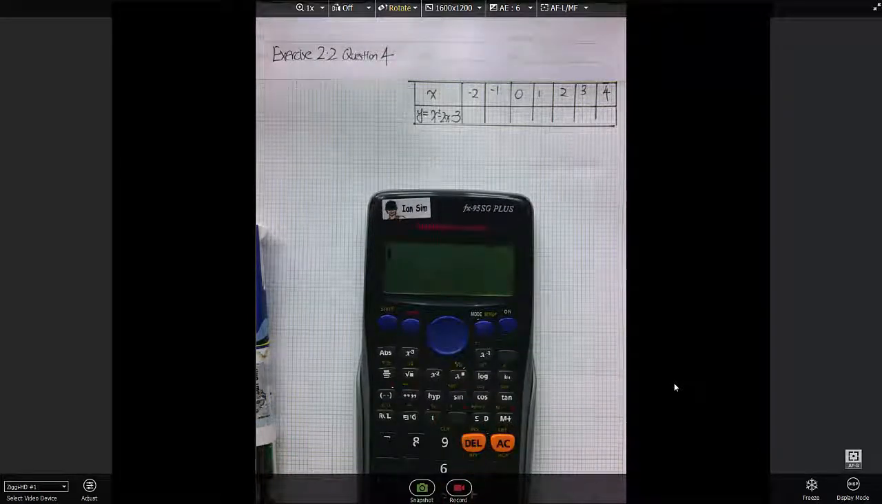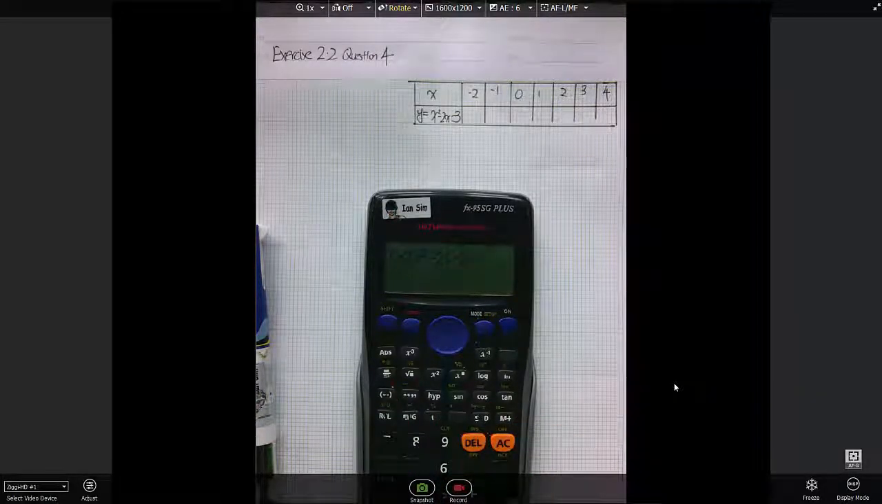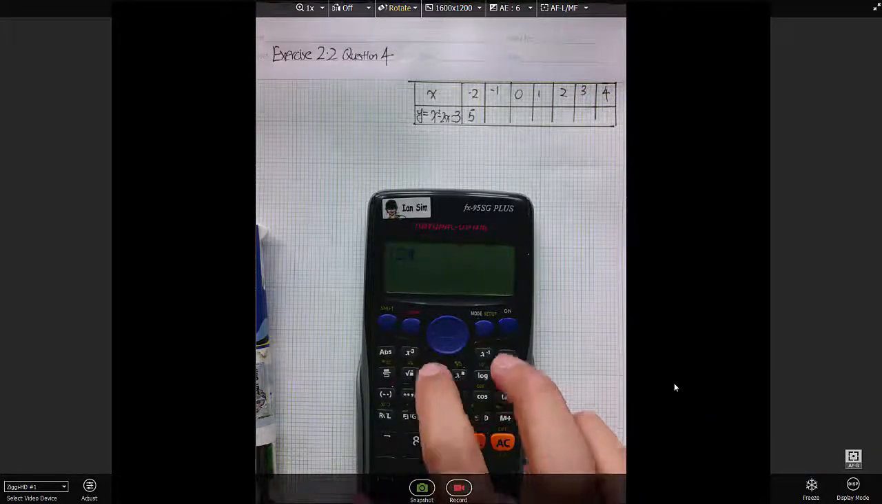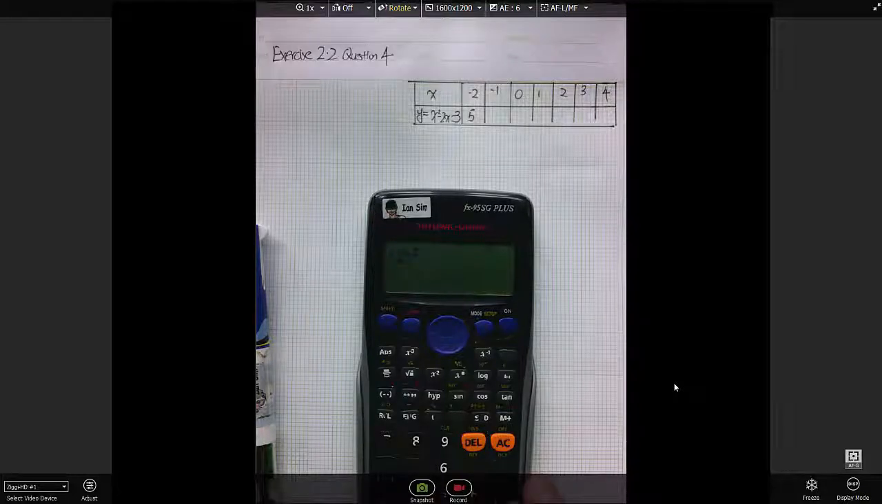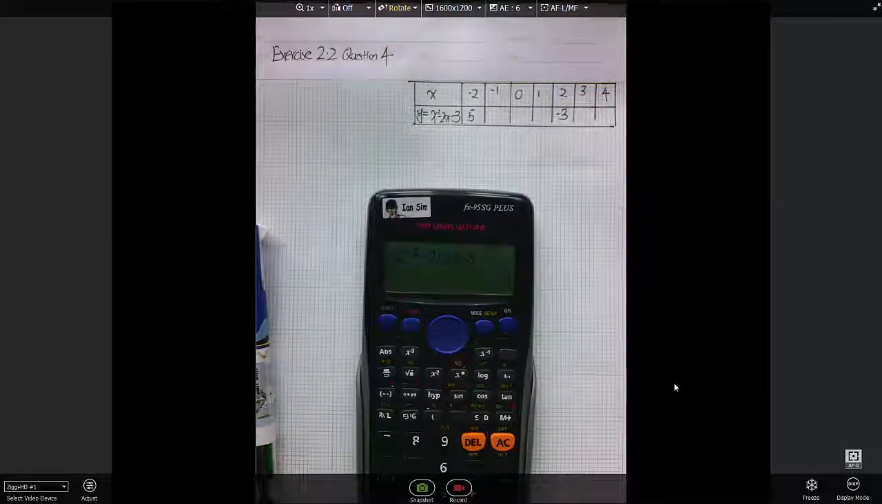I'm going to key in one or two values for you, then the rest I'll write out later. So first one, (-2) squared minus 2 times -2, minus 3. You key in everything, you get 5. Let me do the one for x equals 2 for you. For x equals 2, (2) squared minus 2 times 2, minus 3. You will get -3 down here.